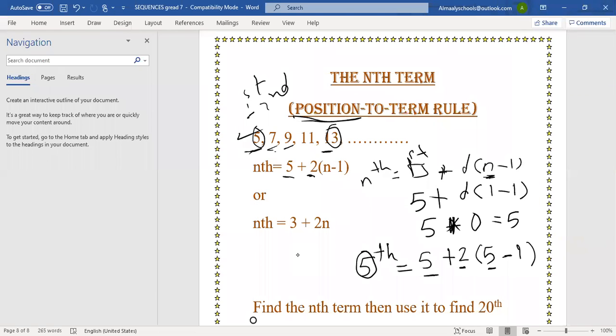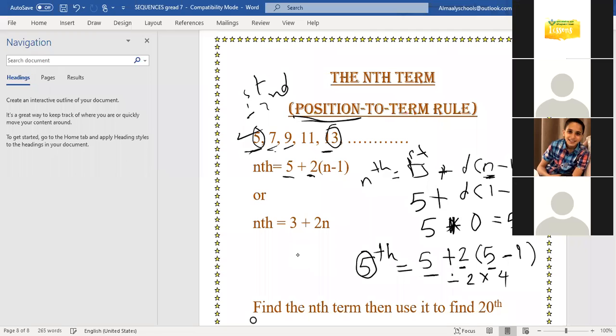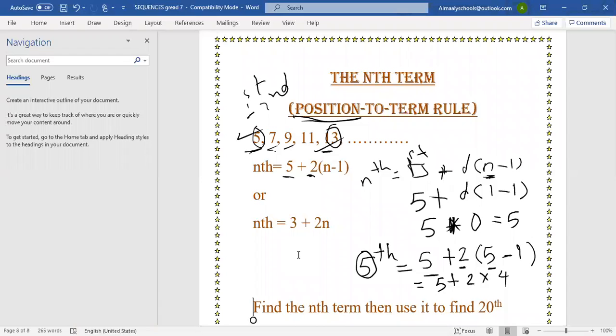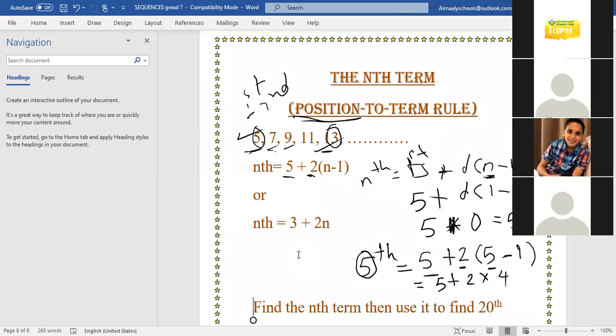Understood? Okay, now 5 minus 1 equals 4. 4 multiply 2 equals 8. 8 plus 5 is 13. So the fifth term is 13. By using this rule, my son, we can find any term of the sequence, term number 100, the 20th term, we can find it. Who can find term number 10, the 10th term in this sequence? If you need help, I'll help you.